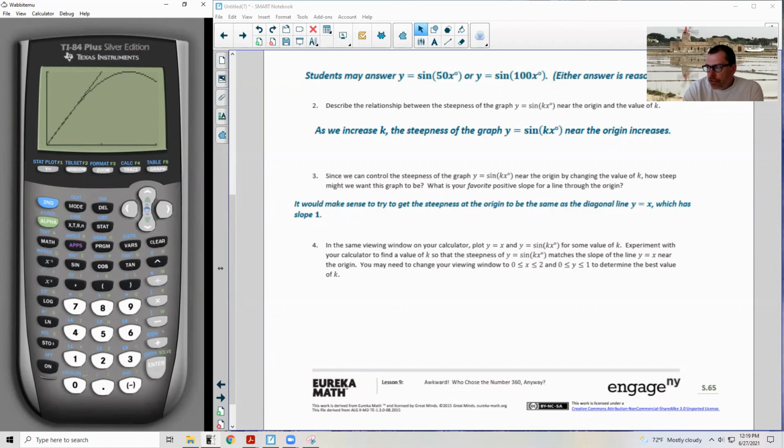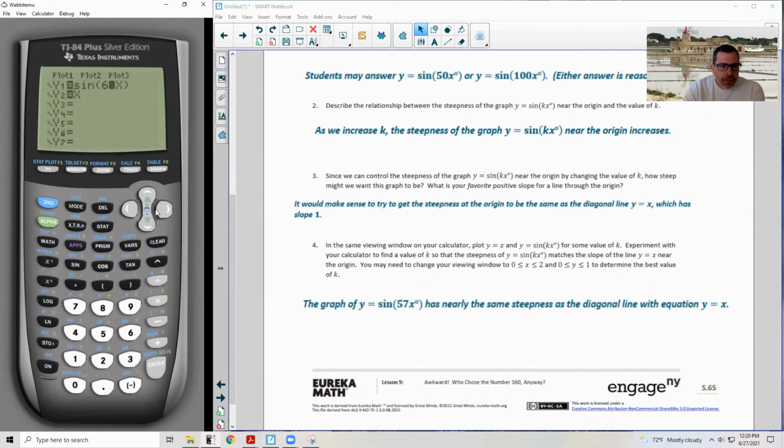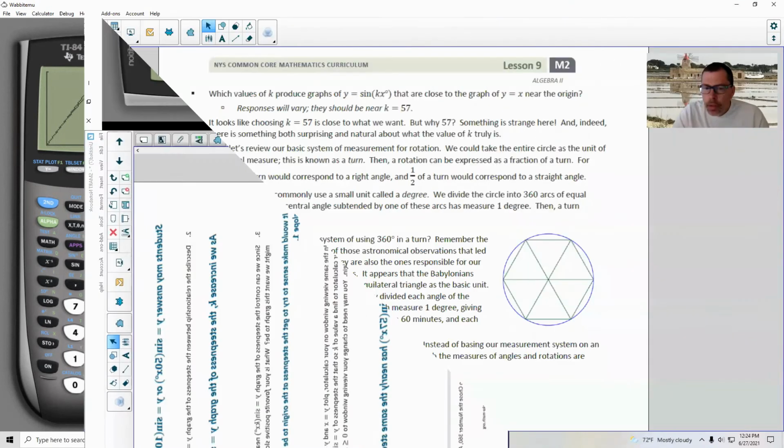The teacher's edition says something else, and I'll show that. Okay, so they say sine 57x. So now I'm going to go back and change that to sine 57 and just see what does happen. So sine 57x and hit graph. So there's sine 57x, and there's sine of x. So near 0, they're saying that looks closer. So, okay, sine of 57x it is.